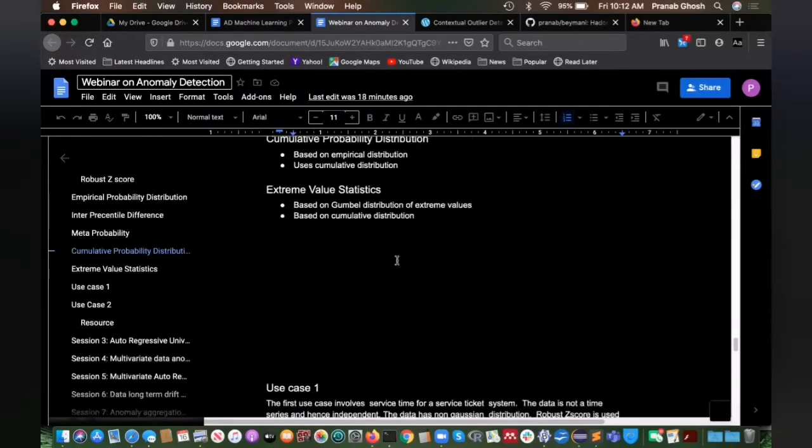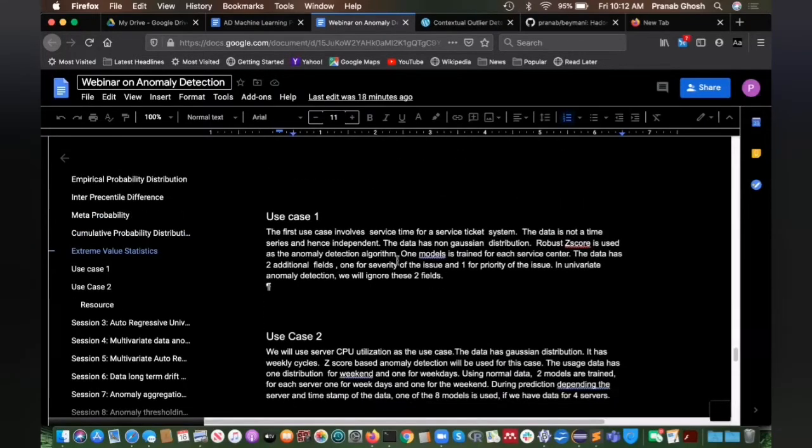So the first use case is this. Consider a ticketing system where people file issues. It could be a bug tracking system, or it could be some IT ticketing service in some company.